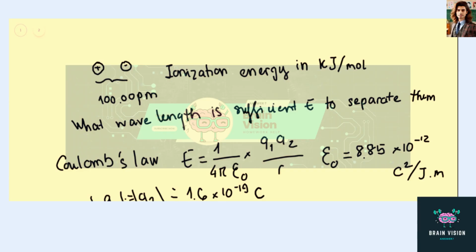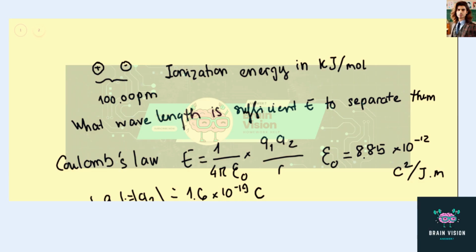These questions give us an atom with one proton and one electron, separated by 100 picometer, and ask what is the ionization energy using Coulomb's law, and what wavelength has sufficient energy to separate them. So the law is E, which is the energy sufficient to separate these two charged particles, would be 1/4 pi epsilon 0 times Q1 Q2 over R, where R is the distance, Q1 and Q2 are the charges, and epsilon 0 is the constant.